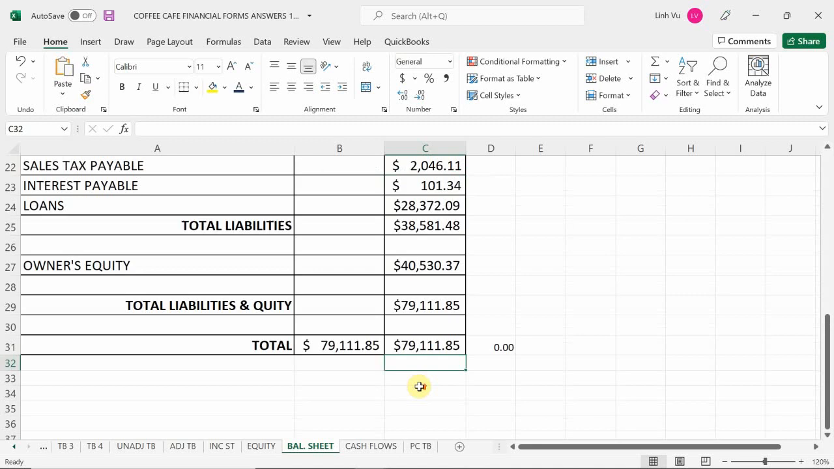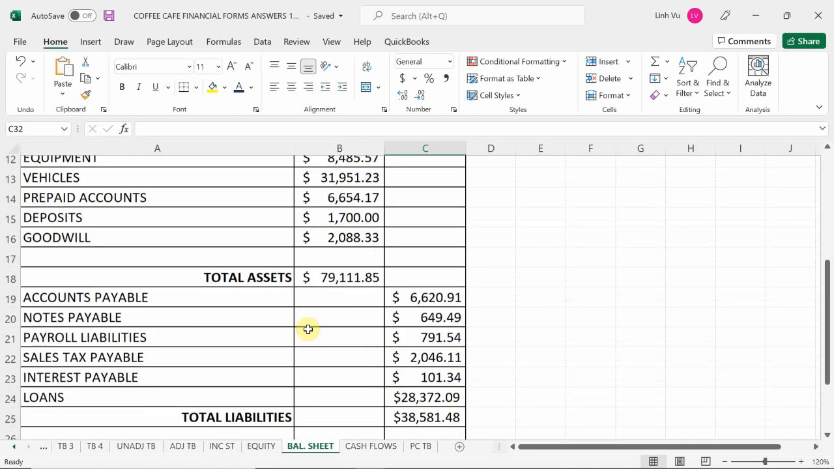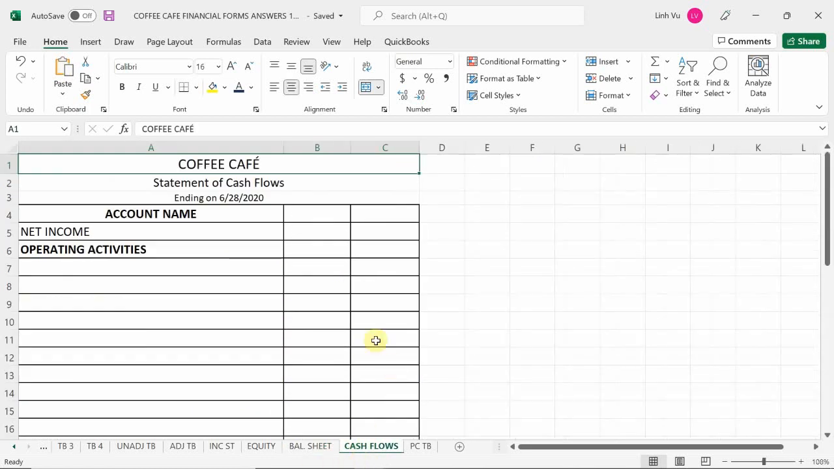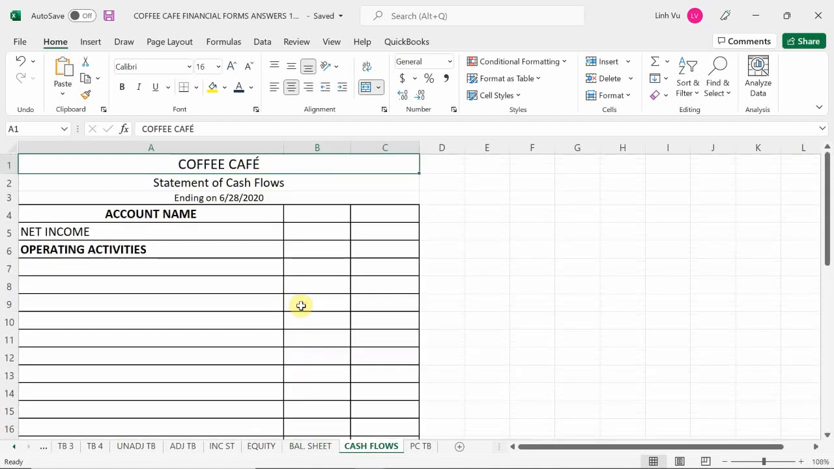Awesome. Okay, so now that we finished the balance sheet, the last statement that we need to complete is going to be the statement of cash flows. The statement of cash flows is the most trickiest statement to try to understand, especially because we're literally taking a look at how much actual cash is flowing into the company and how much cash is flowing out from the company.